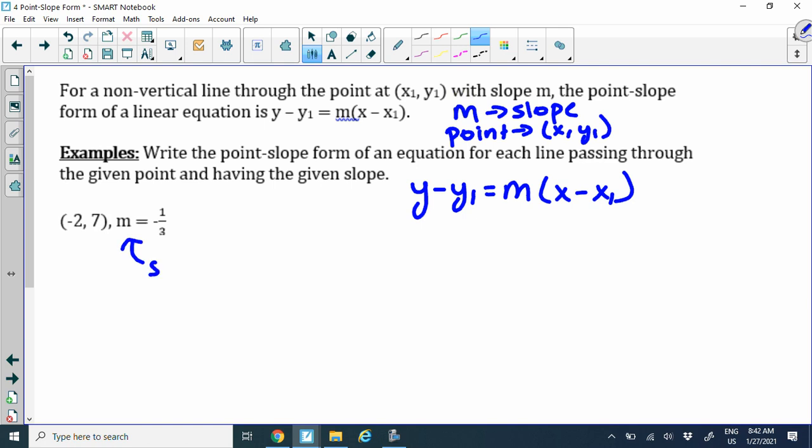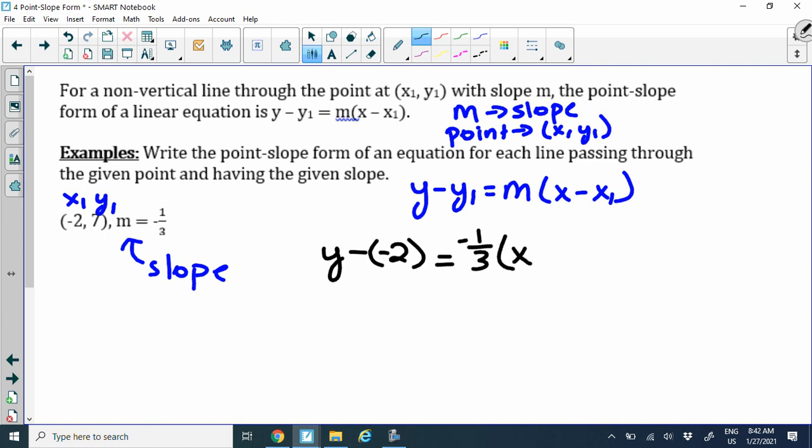So I'm going to label. So m is our slope. And then remember we have x sub 1 and y sub 1. Those are our points. So now, using that information, I'm going to plug it into my formula. Now you might be wondering, what about y and x? Well, we just keep it as y and x. We still have to have those variables. So I'm going to have y, now minus y sub 1. So I have a minus of negative 2 equals our m, which is the slope, negative 1/3. We keep x, and then minus x sub 1. So we have minus 7, since 7 is y sub 1.